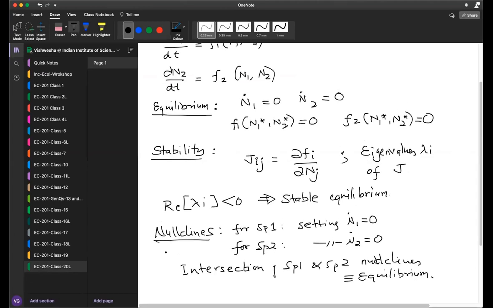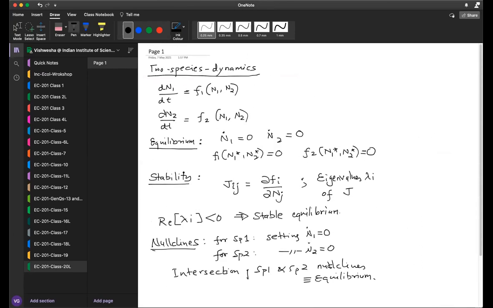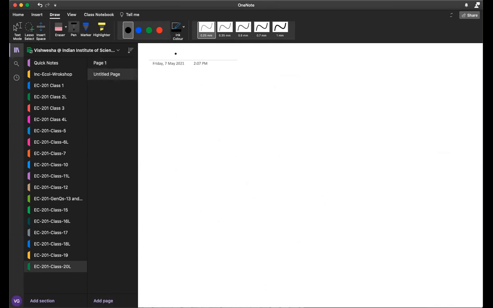So this is a broad mathematical formalism. Any questions on this for two species? Any questions? No. If there are no questions, I will summarize what we learned from the two species competition model.